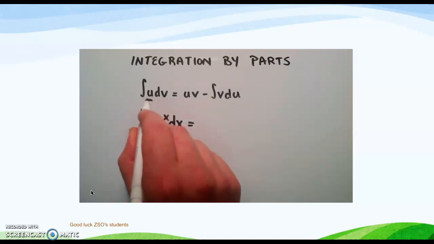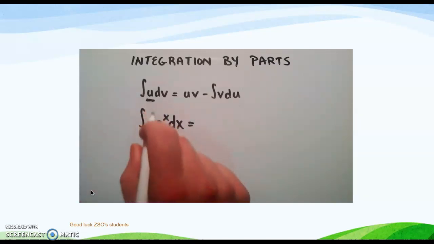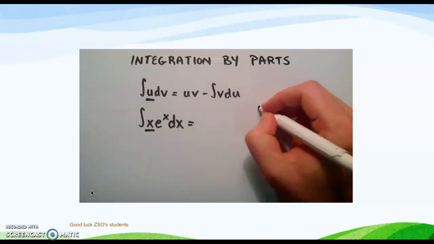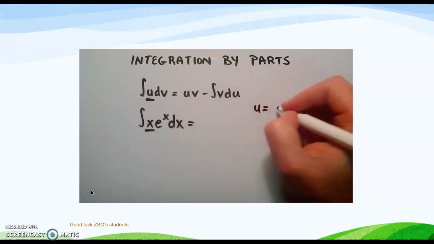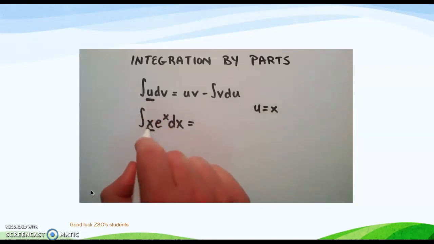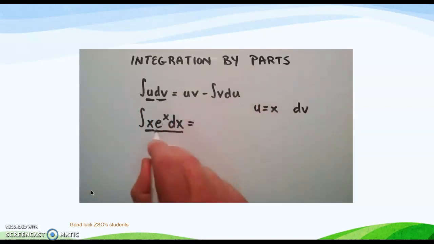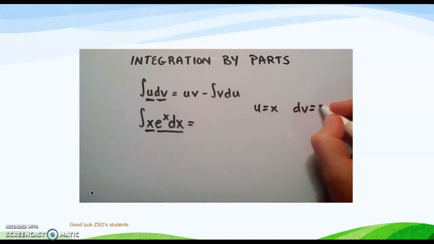So if we take the derivative of x with respect to x, it will turn into the constant 1. So we'll go ahead and pick that for our u. We'll put that over here. u, we decide, is going to be x. And since we chose x to be our u, that means the rest of this stuff has to be the dv. So dv is equal to e to the x dx.